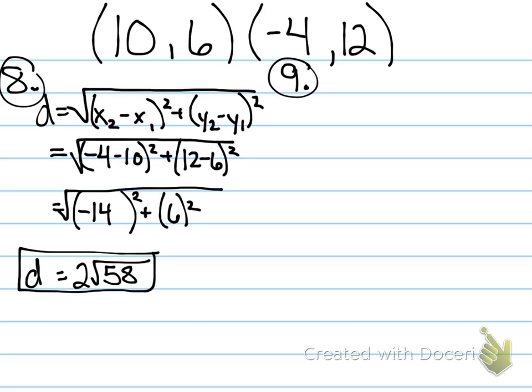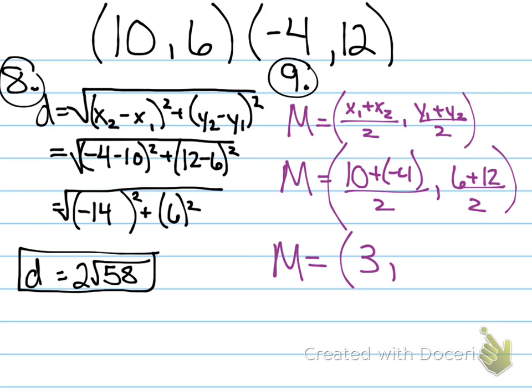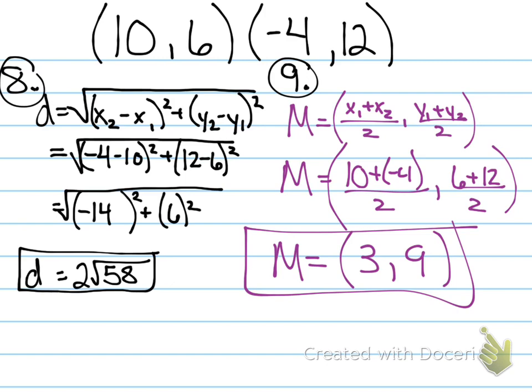Okay? What about midpoint? What's my formula? X1 plus X2 divided by 2. Y1 plus Y2 divided by 2. Basically, you add your X values and divide by 2, and add your Y values and divide by 2. Pay attention to your negatives. 10 plus negative 4, 6 plus 12. So that would be 6 over 2 is 3, and 18 over 2 is 9. 3, 9. Anybody get both? Distance and midpoint? Good. Anybody maybe miss one? Any questions here?